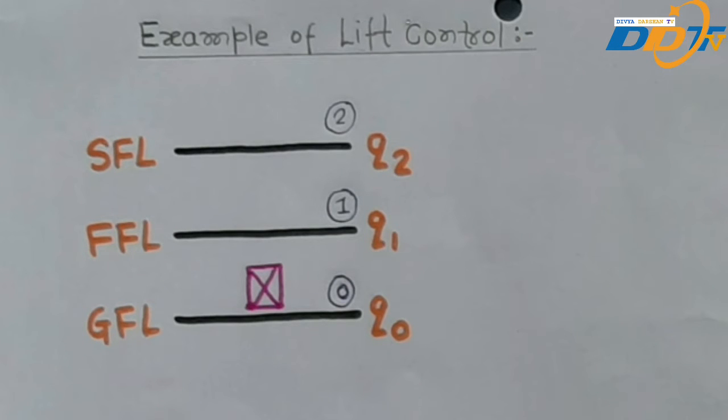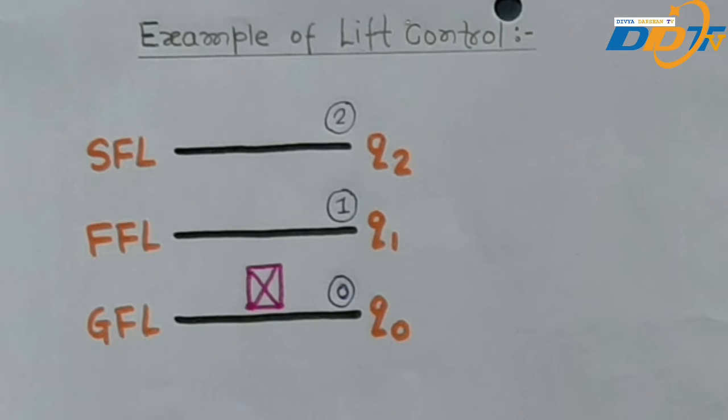So let us have more clarity on this particular topic, that is finite automata, through an example, the example of lift control. Here we have taken a very simple example. Let us suppose we have 3 floors: ground floor, first floor and second floor, and there is one lift. This lift will move in between these floors. If the lift is at the ground floor, then we shall consider that the lift is at state Q0. In the first floor, it will be treated as being in state Q1. And if the lift is found on the second floor, then we shall consider that this lift is at state Q2.